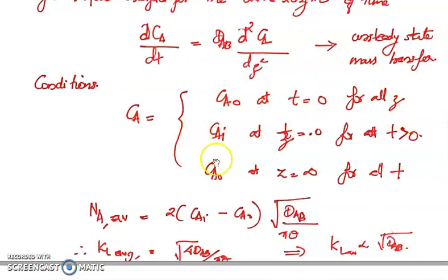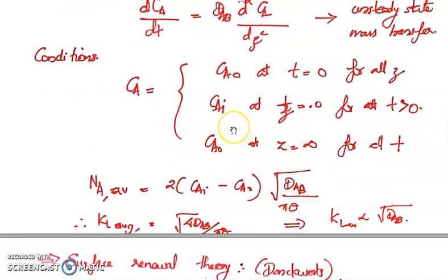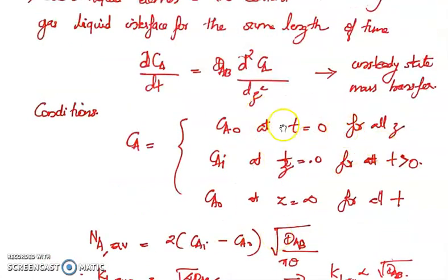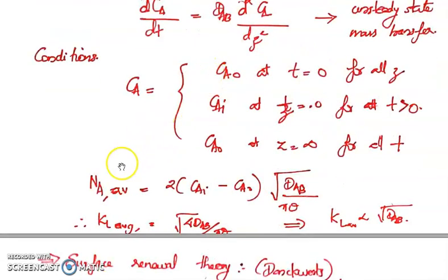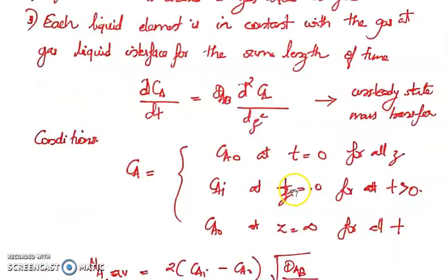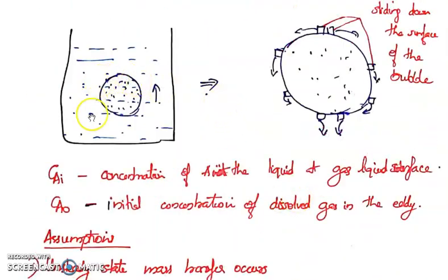So you have to learn these conditions, and I hope you understood how we have reached these conclusions. Based on these conditions, we can solve this equation, and finally we will get the average flux with which molecules were diffusing. So NA average is equal to 2 into (Cai minus Ca naught) into the square root of DAB by πθ. Here we have the term π because we have assumed the bubble to be spherical.